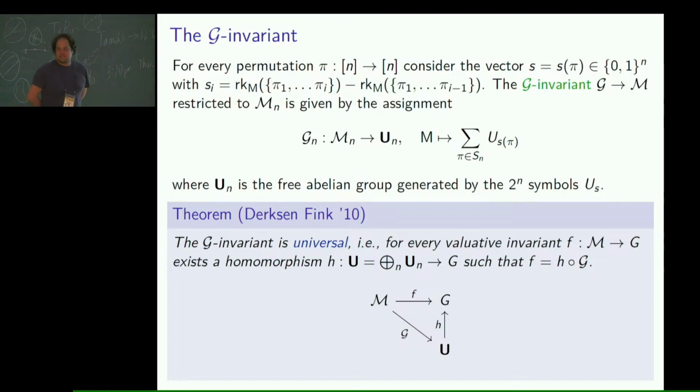And why is this invariant so special and so important to us? Because it has this universal property, meaning whatever other valuation you have, I can find a homomorphism from the group, which is the symbols, this U_n, to your group, which if you concatenate, gives you the valuation you are interested in. So you can always take the detour to get your valuation, taking first the G-invariant and then linearly specializing to whatever value you are interested in.